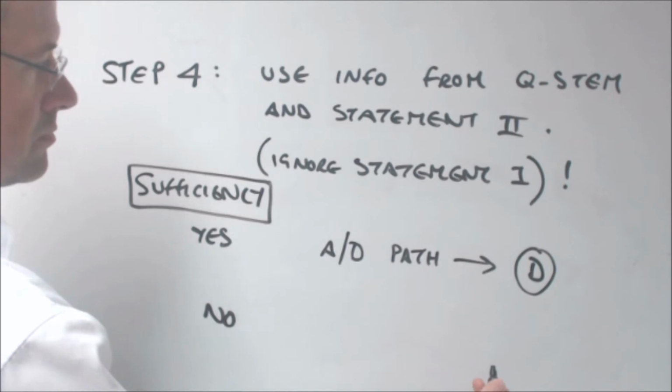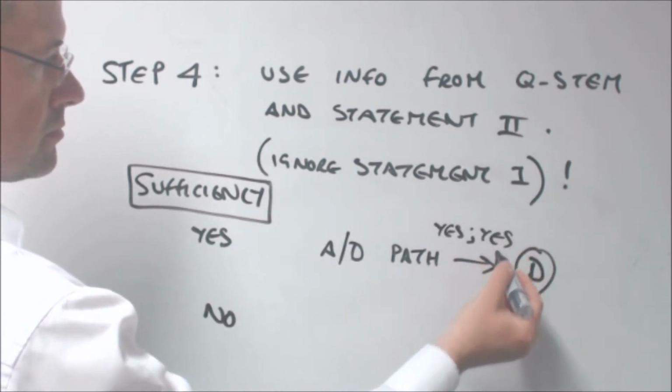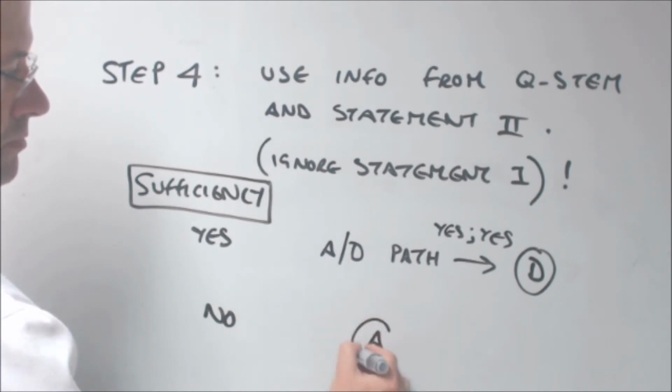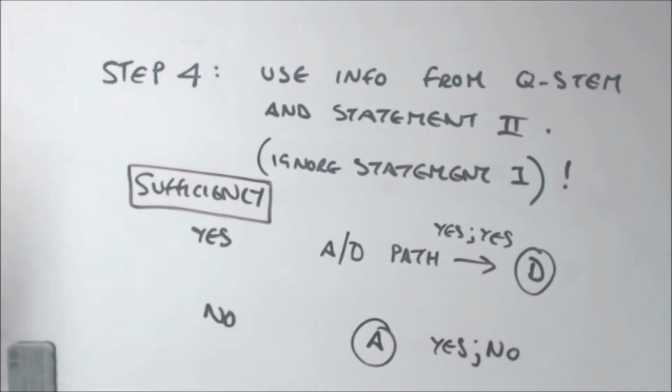We're now on the AD path and we're looking at statement 2 by itself. If we get sufficient, in other words, enough information to answer the question stem, the answer is D, if we're down the AD path. If the second is not sufficient by itself, in other words, we got yes for the first statement, no for the second statement, the answer is A.